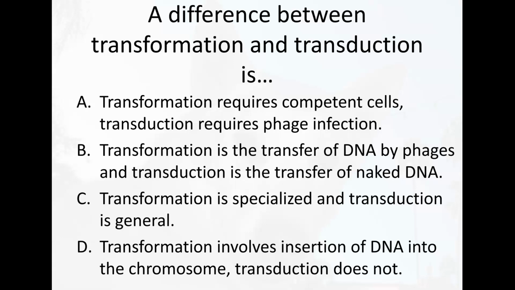Whether that happens through transformation or transduction doesn't necessarily matter, but it has to have new DNA introduced to the chromosome. Next, transformation is specialized and transduction is general. Transformation is completely random. Remember that it's literally just DNA floating around in the media that may or may not get taken up by a competent cell. Transduction can be general, or it can be specialized. The only mechanism that we discussed was generalized transduction.